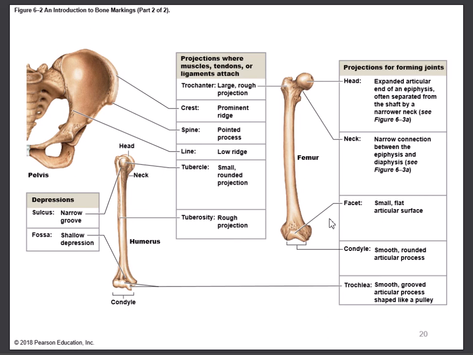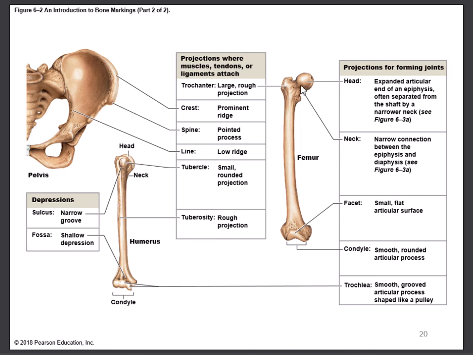Finally, this column over here, these are parts of bones that are going to help to form joints. So we're always going to see these parts of the bone forming a joint. The head of a bone is usually a rounded area of the bone. So that's usually something that you can see. Most of the bones that have a head are rounded. Like this is the head of the femur. This is the head of the humerus. You can see it's kind of rounded.